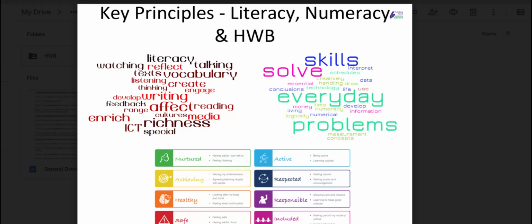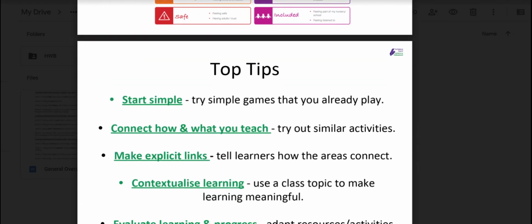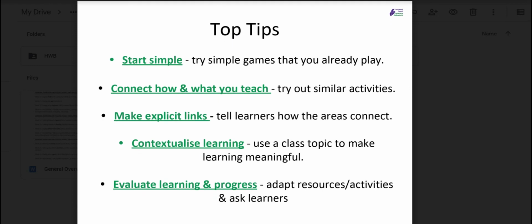The next thing really is to think about the other areas of the curriculum and their key principles. And here we've got keywords for literacy, numeracy, and health and well-being. And then we can start to see the links with these and languages. That sets the scene really for integrating languages across the curriculum.